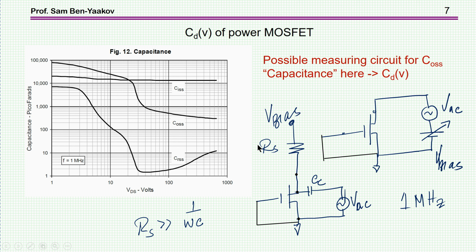This should be a very large resistor, so the impedance will be much larger than 1 over omega C. Omega is related to this 1 megahertz, and then we again feed in a signal. This is the voltage. We measure the current, and from the current and voltage we can calculate the capacitance. So this will be a way to measure these local or derivative capacitance.